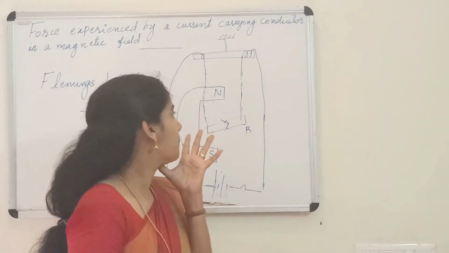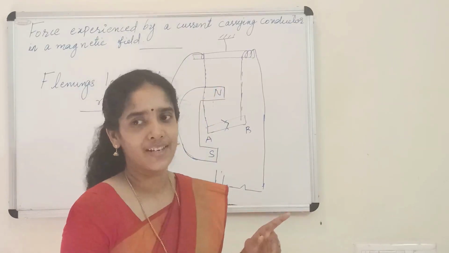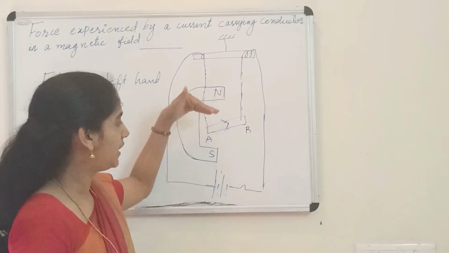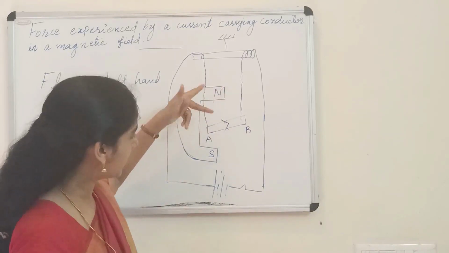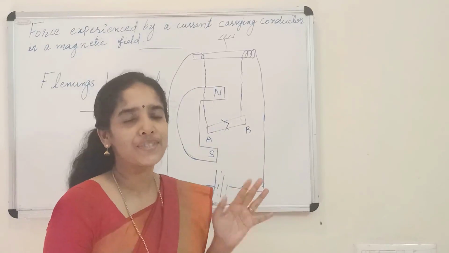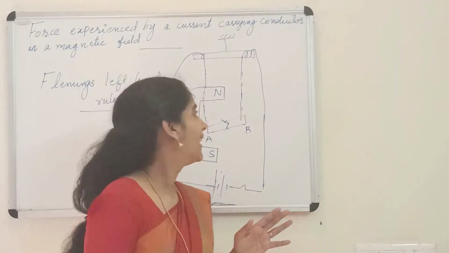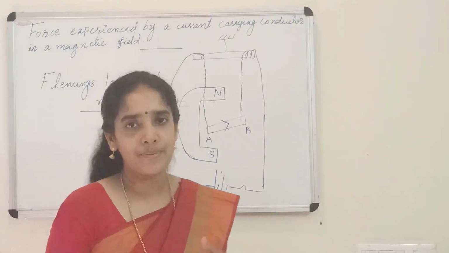Now next, you change the polarity of this magnet. So instead of north here, you keep it reversed: here south and here north. Then you see what difference comes in the direction of force. Okay, so this is how we have to apply Fleming's left hand rule.